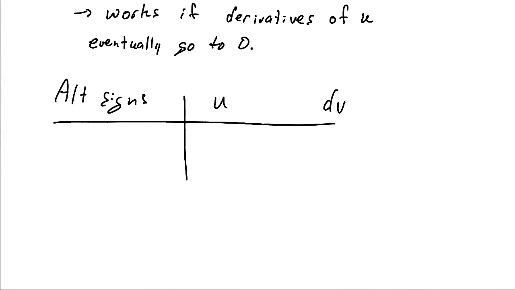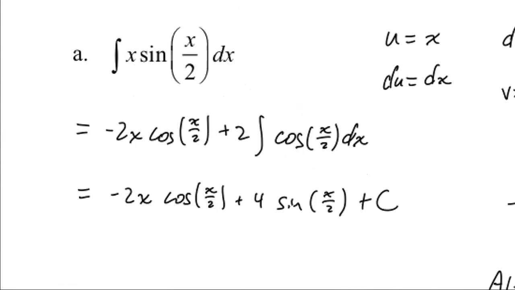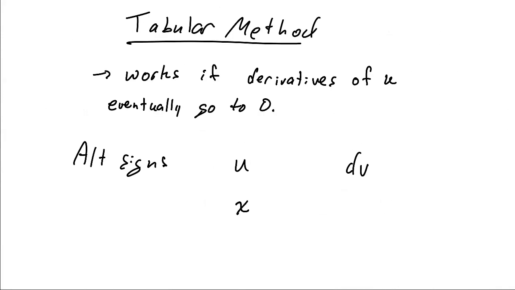If it helps you make columns for this stuff, I usually don't, but this is kind of a table. You have to imagine it's a table. So my u in my integral, the thing that is eventually going to go to 0, is the x. That means dv will have to be sine of x over 2. So u is x and dv is sine of x over 2.